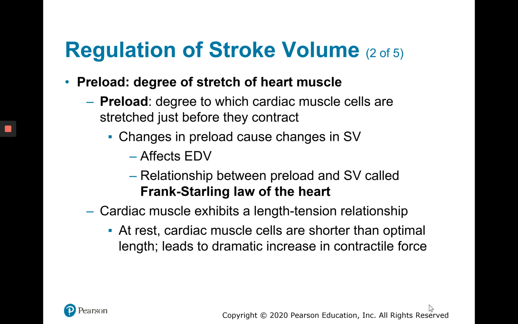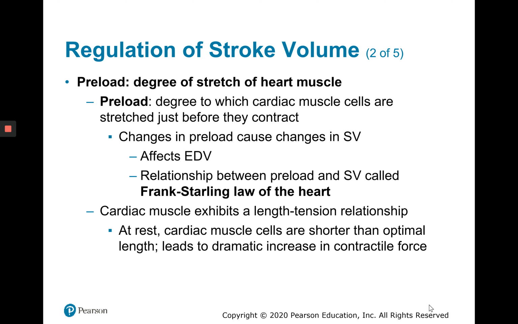For example, preload, degree of stretch of the heart muscle. If the heart stretches more, we're saying that we're loading more blood into the heart before ventricular ejection. So if we just elaborate on that, preload is the degree to which cardiac muscle cells are stretched just before they contract. So changes in preload cause changes in stroke volume because it affects EDV. The relationship between preload and stroke volume is actually called the Frank-Starling law of the heart, which is just the relationship between EDV and stroke volume.